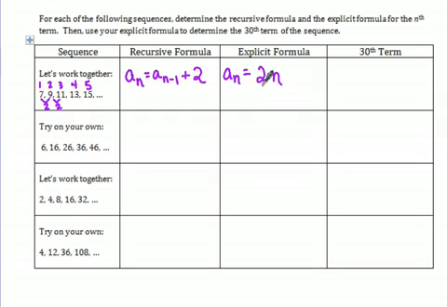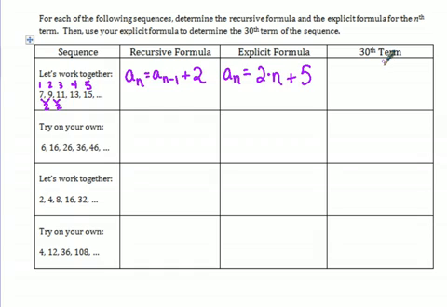Well, if n is 1, 2 times 1 is 2, and in order to get 7, it seems like we need to add 5. So I'm going to say plus 5, but then let's check it for the second term. If n is 2, 2 times n is 4, plus 5 equals 9, and that is in fact the second term. So it looks like we have the correct explicit formula.